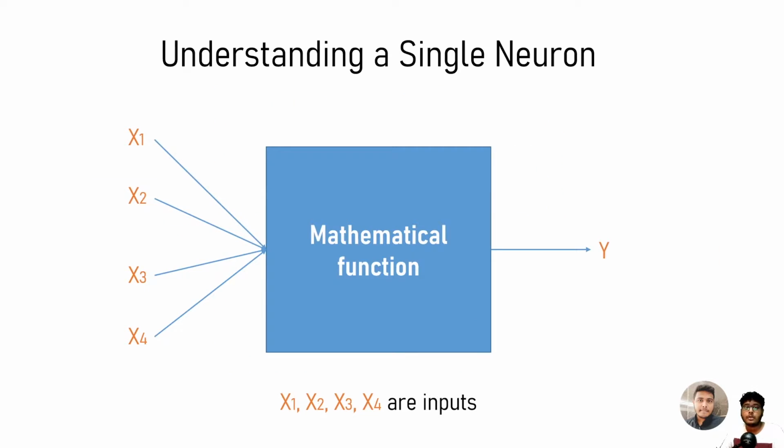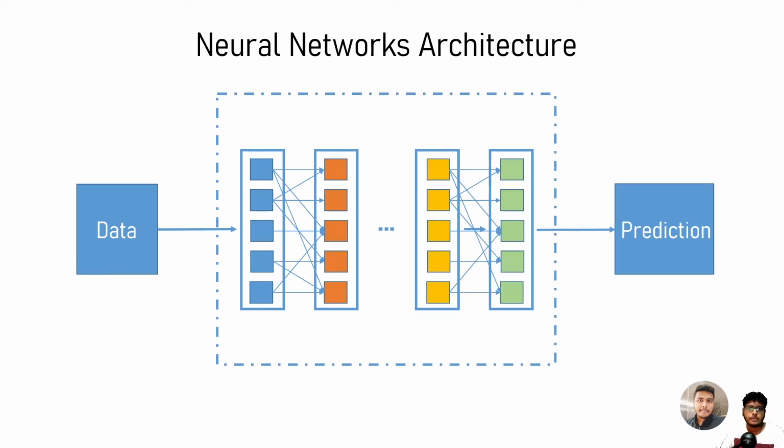Apart from this, we also know what a single neuron is, and the mathematical function behind it. We have already talked about affine transformation and activation functions. A neuron is a function which takes in some input parameters, say x1 to x4, applies those functions, and finally produces an output which it passes on to a subsequent neuron.